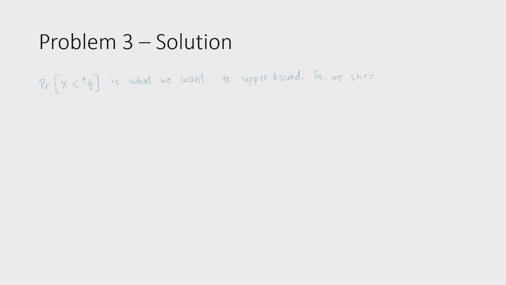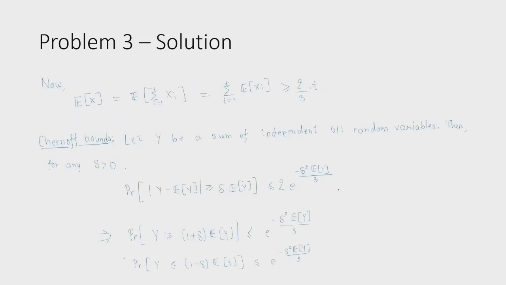Should find delta such that 1 minus delta times expected value of x is greater than or equal to t over 2. So suppose we find such a delta, then what I'm claiming is we can use this expression.